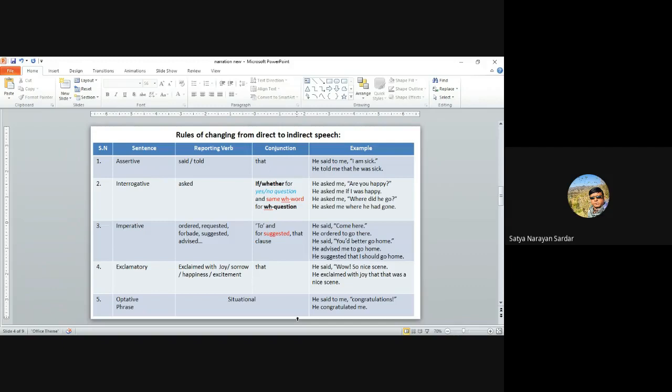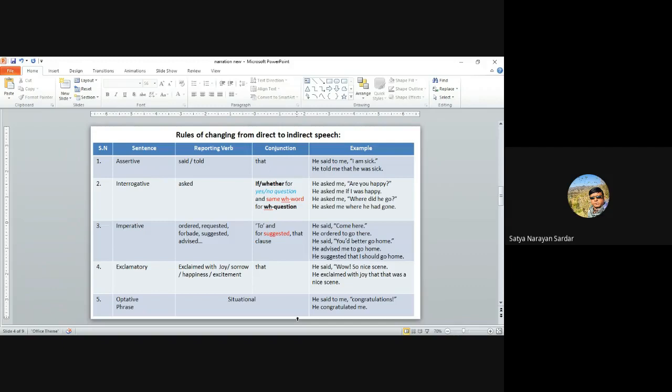If there is a WH word inside the inverted commas, the same WH word comes as conjunction, and the remaining part should be changed into assertive. For example, he asked me, "Where did he go?" He asked me where he had gone. Here we can find where as conjunction. He, third person, no change. Did go means verb 2, so it should be changed into had plus verb 3, had gone. He asked me where he had gone.